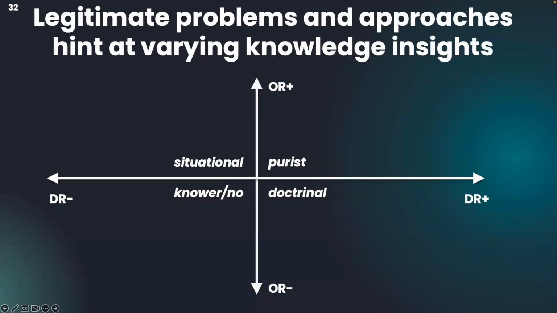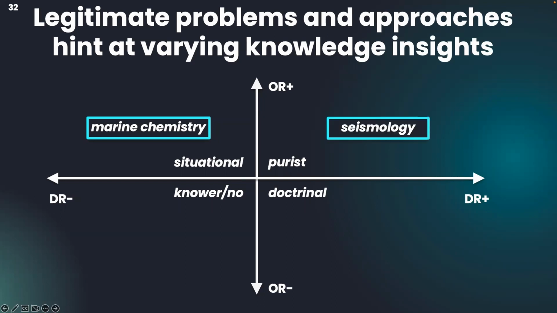So then what I did was I took the 4K model, and what they suggest is that in both subdisciplines, objects of study represent strong ontic relations, clearly separating the subdisciplinary objects of study, whereas themes expressing research processes are more specialized in seismology. And so I positioned marine chemistry in the situational insight and seismology in the purist insight quadrant.